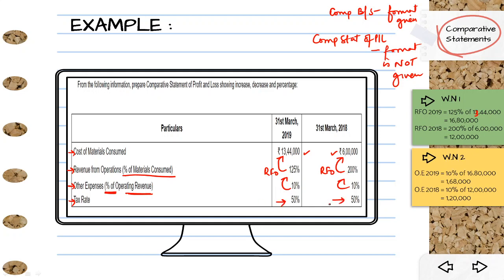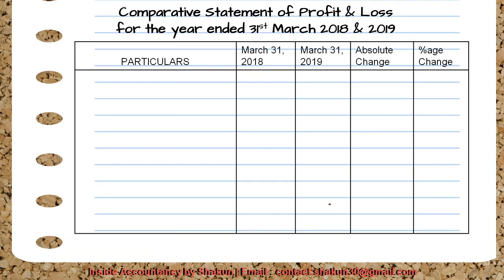Let's look at the format first. So this is our solution, comparative statement of profit and loss account, particulars column. Then we have the previous year, then we have current year, then we have absolute change, and then we have percentage change. So we need to put it into the proper format, in the format of statement of P&L.